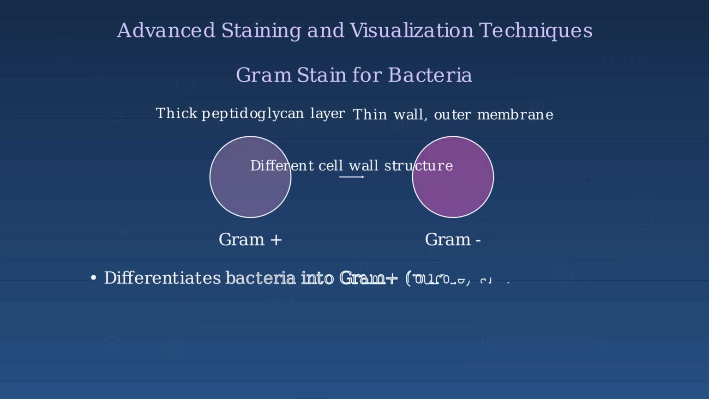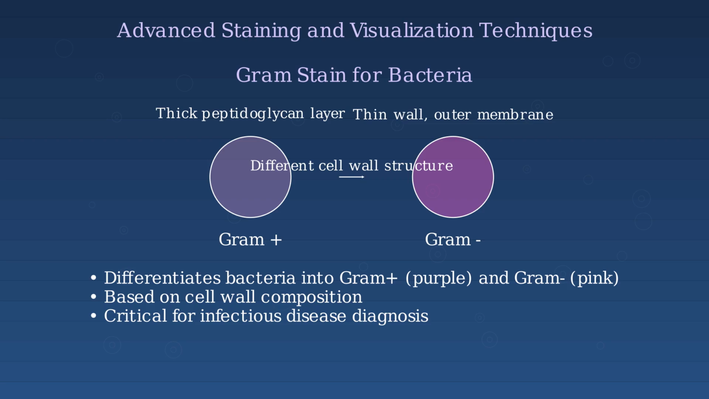The Gram stain is fundamental for bacterial identification. It differentiates bacteria into gram-positive, which appear purple, and gram-negative, which appear pink. This difference is based on bacterial cell wall structure and guides appropriate antibiotic therapy.